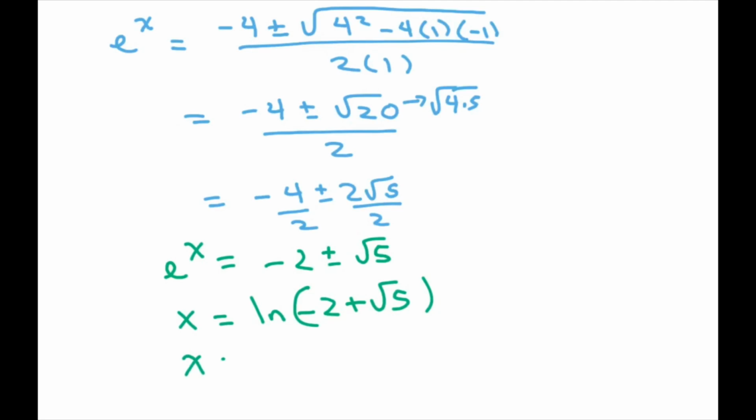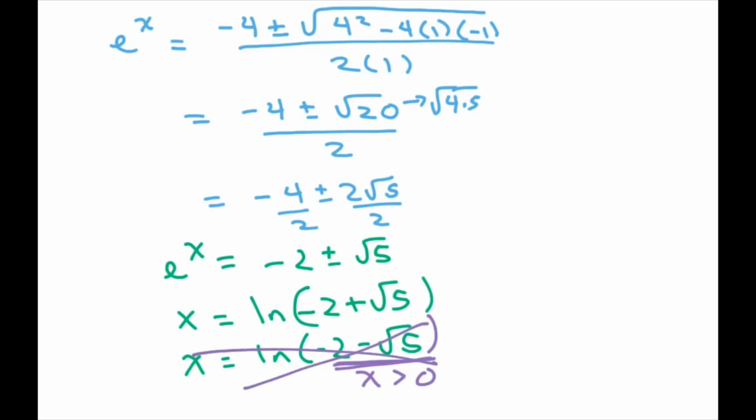And we have x equals ln of negative 2 minus square root of 5. Clearly, this is undefined, because the domain of the natural log has to be greater than 0. So if this was x, this has to be greater than 0. And it's not, so that goes away. So this is our answer.